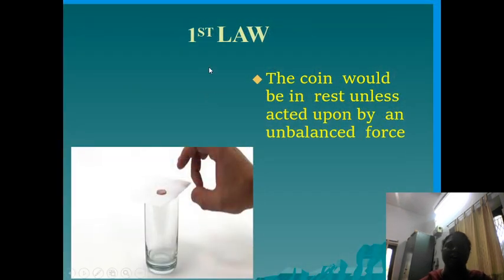To describe it in a descriptive manner, I have shown the first law. The best example is that if we take a glass and put a paper or a cardboard on it, then put a coin over it and flip the paper with our finger, what happens? You can observe this at home by doing this experiment. The paper will fall onto the ground, whereas the coin which is on the paper will directly fall into the glass. So the coin would be at rest unless acted upon by an unbalanced force.